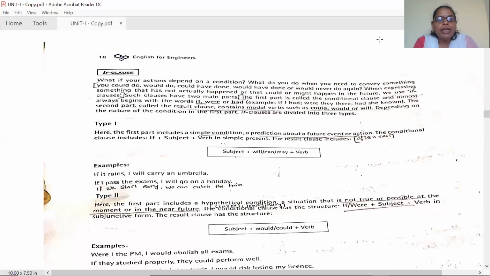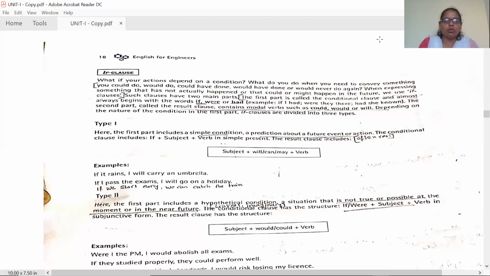Next, type 2. Here, the first part includes a hypothetical condition. What is a hypothetical condition? Unreal condition. First type, often real. Second type, unreal condition, that is hypothetical condition, or a situation that is not true or possible at the moment or in the near future. When we talk about any unreal situation which may not be true in the near future, then you can take help of type 2 conditional clause. The conditional clause has the structure if or were plus subject plus verb in subjunctive form.